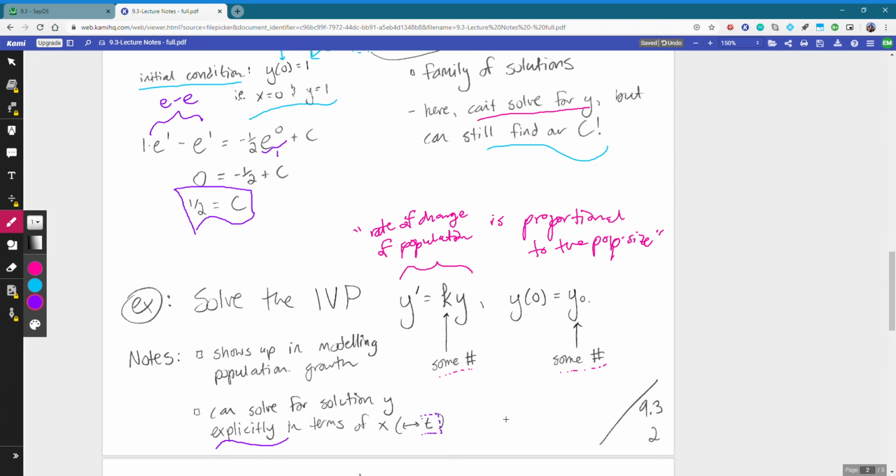All right, pause the video and see how far you can get taking this separable differential equation, working through the separable process, solving afterwards for the function y, and then see which particular function is going to solve our initial condition.